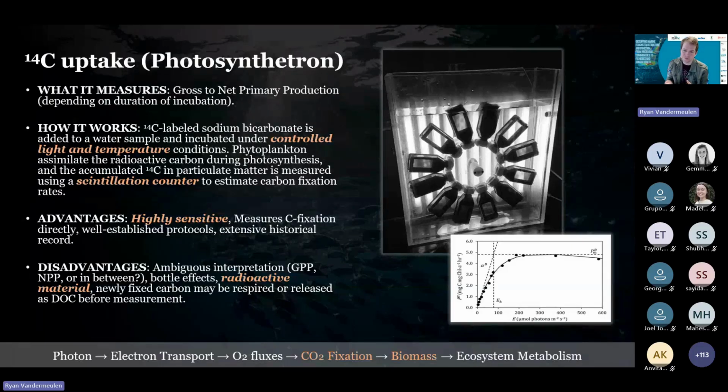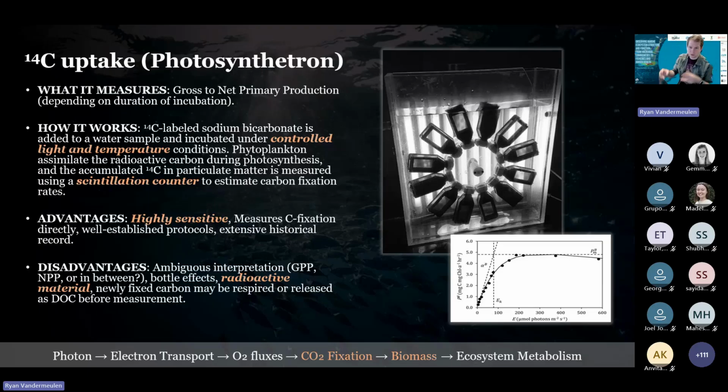So combining this photosynthesis light relationship with information about the underwater light field and the daily cycle of available sunlight, we can then use this to estimate how much carbon is fixed over the course of an entire day throughout the water column. Now, there is an important distinction to make here.